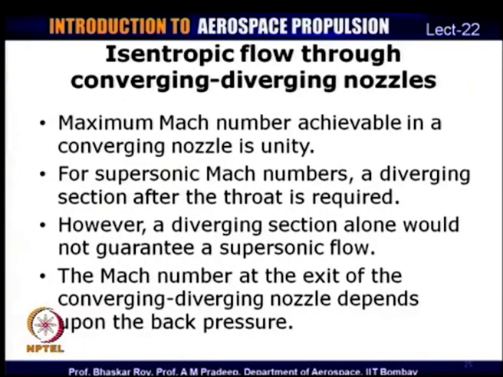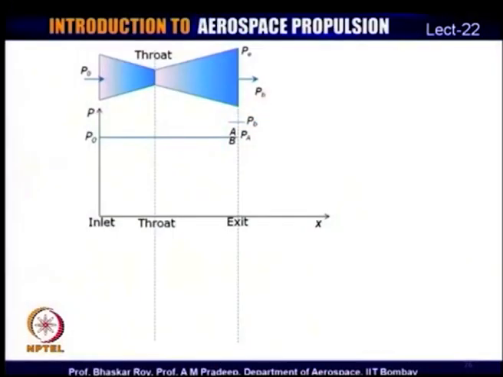So, let us now look at the same scenario for a converging diverging nozzle, because we have seen that the maximum Mach number that you can achieve in a converging nozzle is unity. For achieving supersonic Mach number, you need a diverging section after the throat. A diverging section alone will not guarantee a supersonic flow; it will happen only as you change the back pressure accordingly. For back pressures which are different from what it should be, you may not really achieve a supersonic flow. So, let us analyze the flow as we change the back pressure.